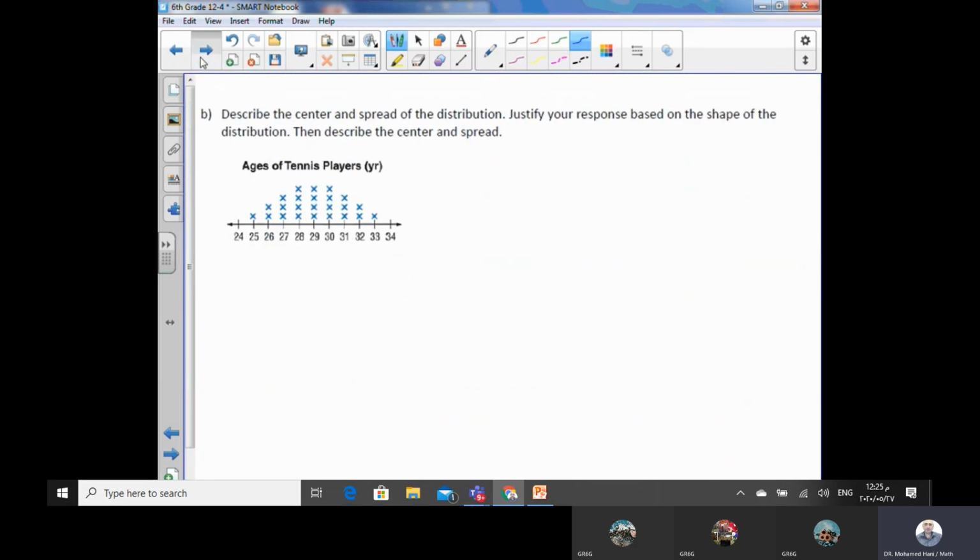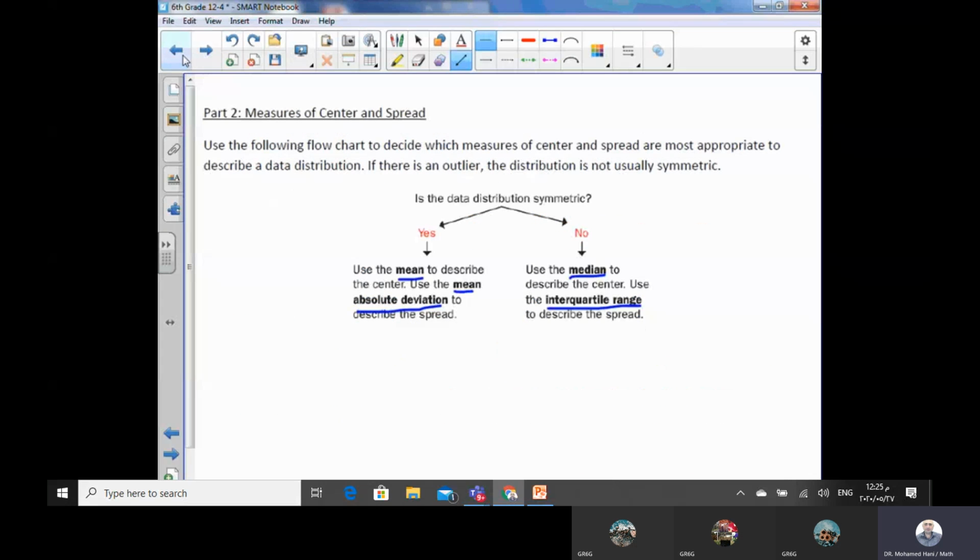Letter B. Describe the center and spread of the distribution. Justify your response based on the shape of the distribution, then describe the center and spread. So if I were to draw a vertical line right here, it would be the same on both sides. So I would say the data is symmetric.